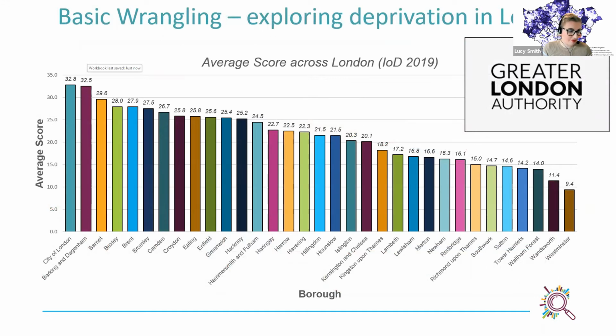So another poll then, very, very quickly, before we move on to a quick exercise about exploring deprivation in London across the GLA data set. So Alice, if you wouldn't mind setting up a poll, I've just got a quick question for you about this graph and what it shows us. So what is the City of London showing us here? Why might it be performing so badly?